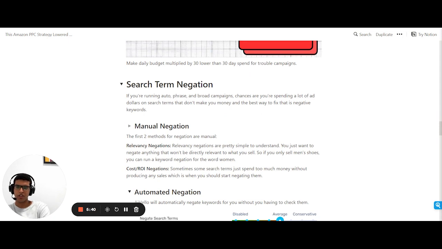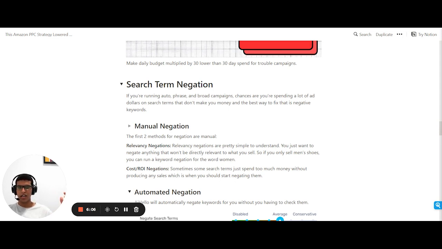After that, you also have search term negation. So something that we've seen in this account was that there are a lot of phrase campaigns, auto campaigns, broad campaigns, category targeting campaigns set up that had no negatives. And if you have any of those campaign types or match types set up, you're going to have a bunch of wasteful search terms that you're spending money on that don't actually produce sales, right? And the one way to actually fix that is to put negative keywords in.